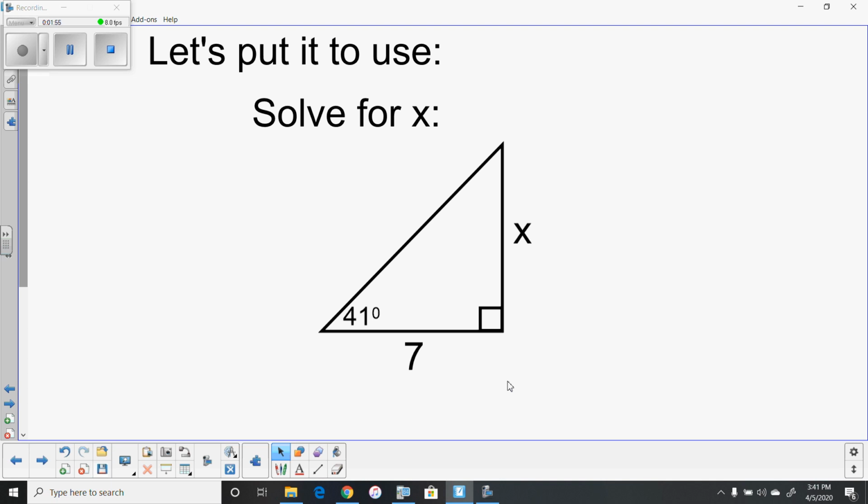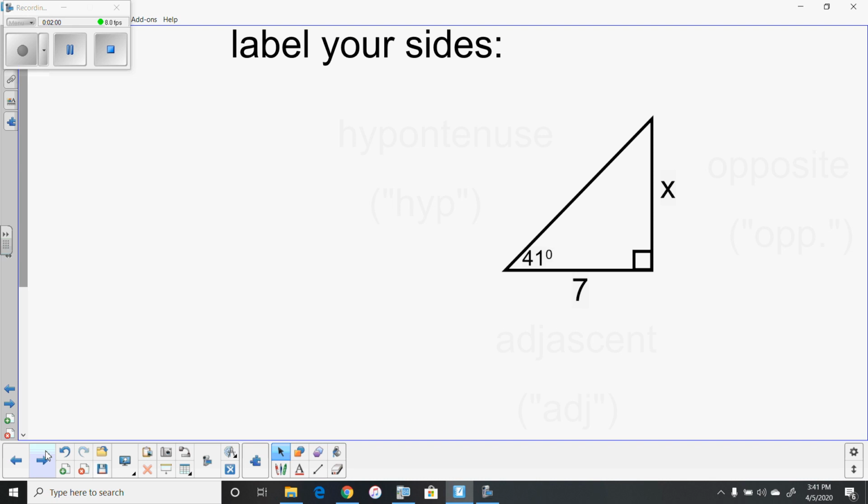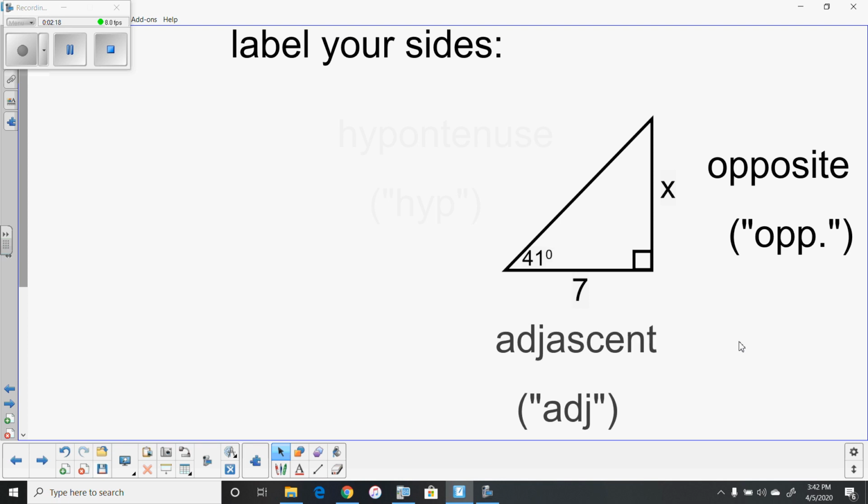We're going to take this right triangle here and we're going to solve for x. So what we need to figure out is what we have. If you position yourself at 41 degrees, x is the opposite side, right? It's across from 41, so we call it the opposite side, which I'm going to abbreviate OPP. 7 is next to 41 degrees, so it's the adjacent side. Adjacent means next to. I don't think I spelled it right there. There's no S, just for the record.